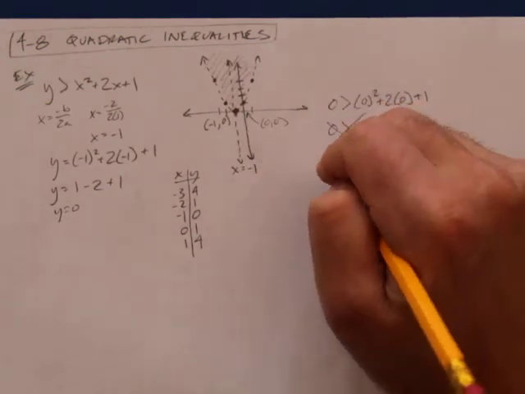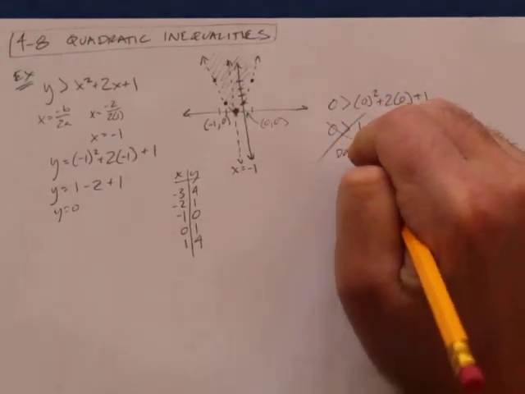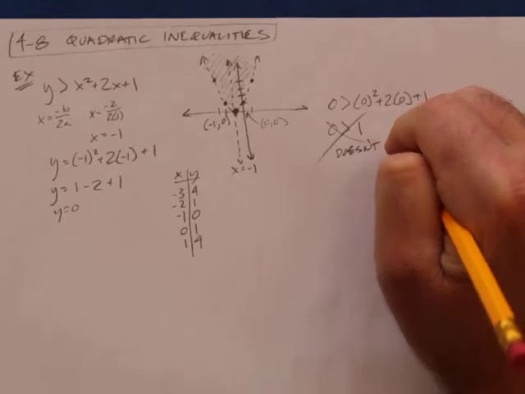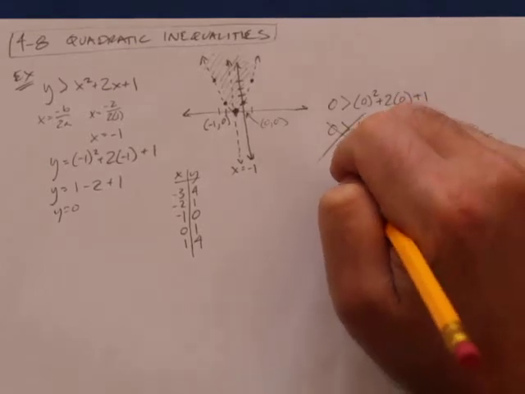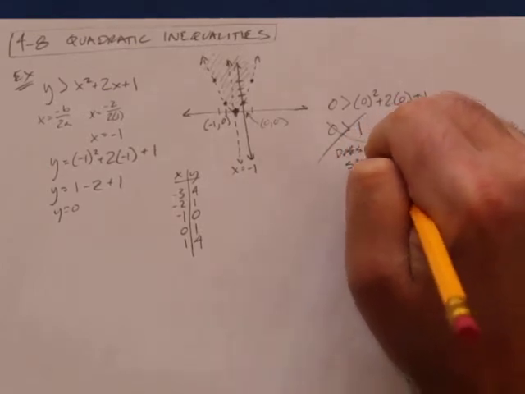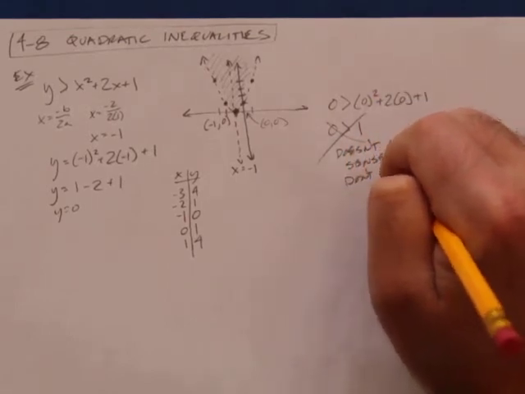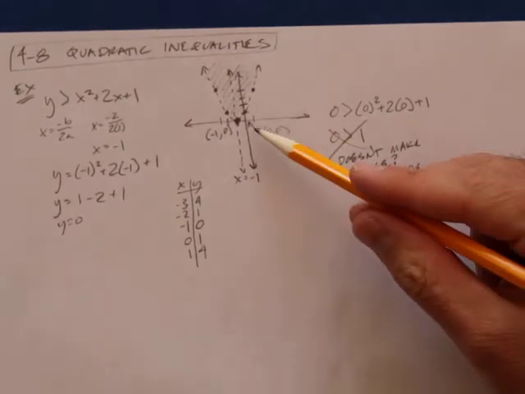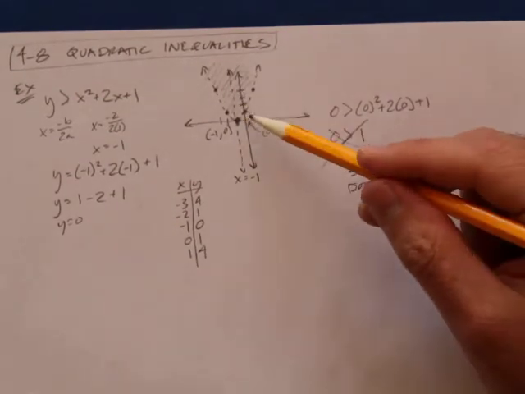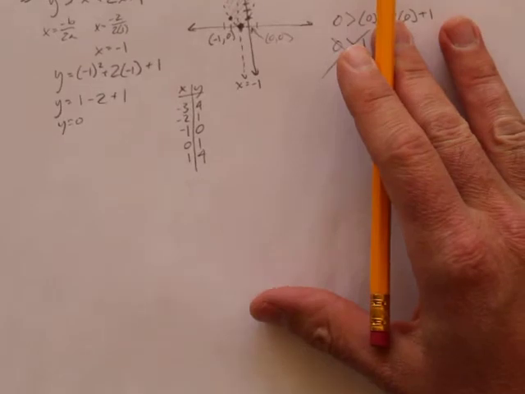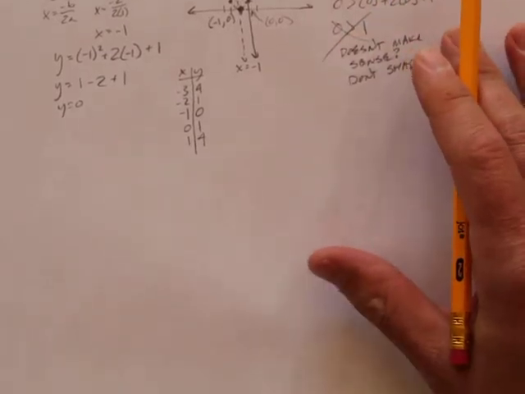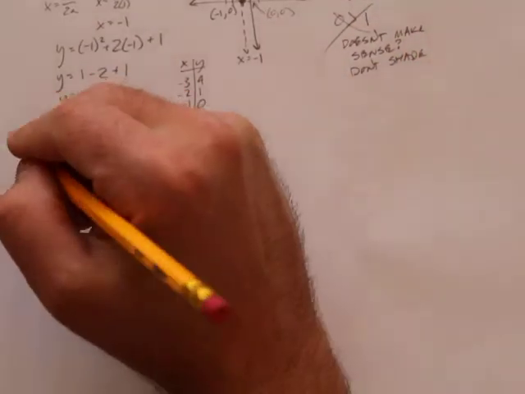So if it doesn't make sense or is not true, don't shade that part. Shade the other part. There you go. Now, when I did these notes before, I went straight to a U-try.